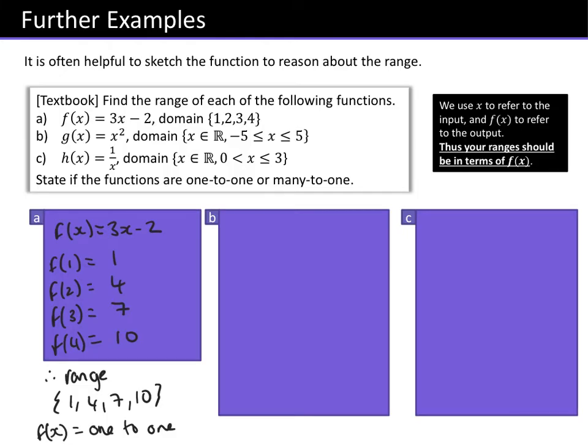Okay, part B. G of x equals x squared, and the domain is between minus 5 and 5. Now, this one's quite easy. If I just draw the graph of x squared, we know that the graph of x squared looks like this, don't we? This is my x, this is my y. Oh, sorry, wrong way.